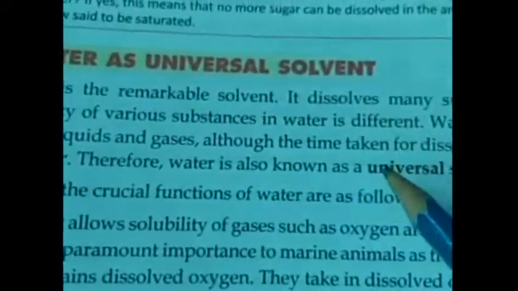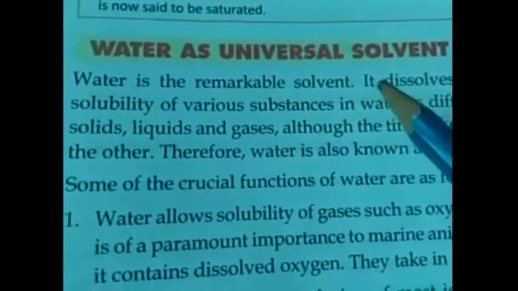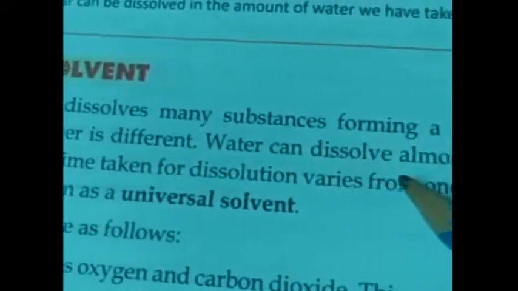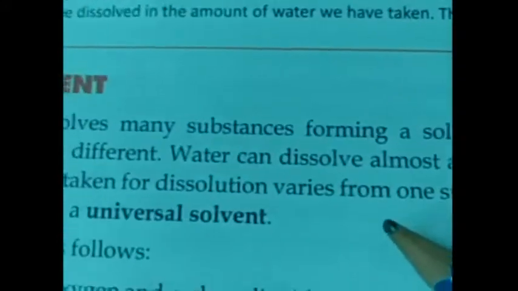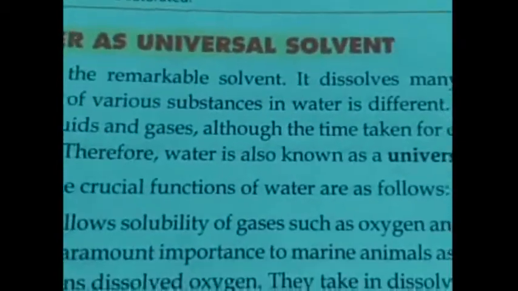Water is a universal solvent. Why is it known as a universal solvent? Because it dissolves many substances forming a solution. That's why it is known as a universal solvent.